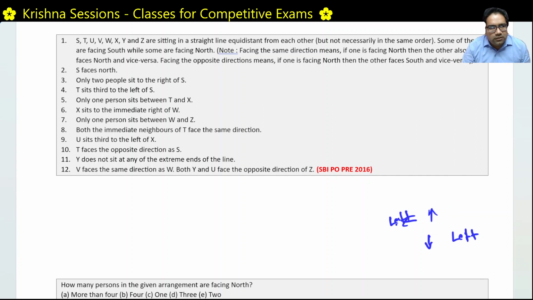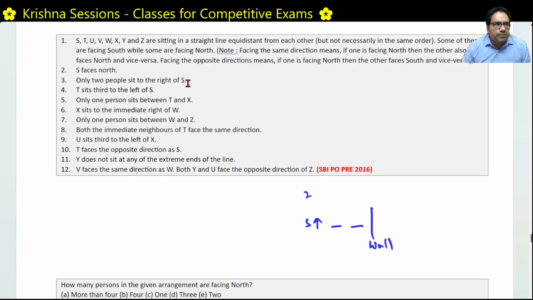Well, let's look into this problem. What is it saying? S faces north. Very good, we started. We start with condition number two. S faces north. Then condition number three, only two people sit to the right of S. Because S is facing north, his right will become this one. Only two people are sitting, that means this is the end, this is the wall, let's say. So we are using condition number three also.